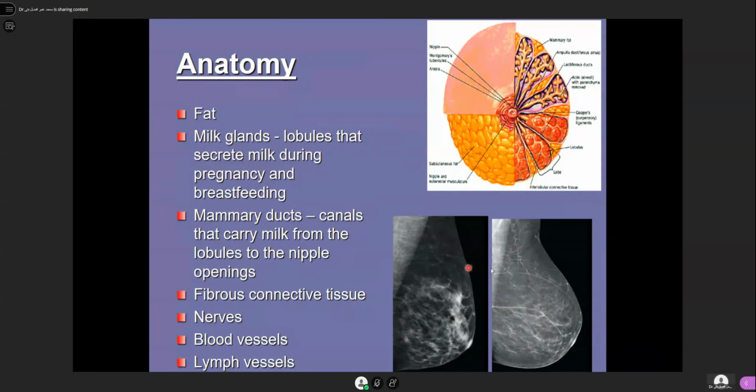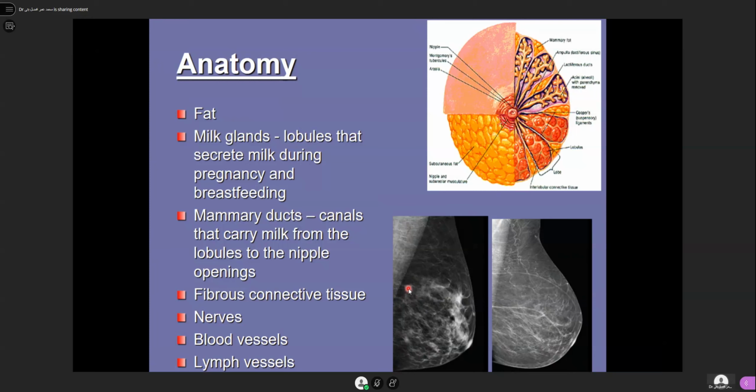Okay, and you can see here that behind the breast, at the posterior aspect, you can see the fibers going. This is a muscle which can be visualized in mammogram. This is the pectoralis major muscle.